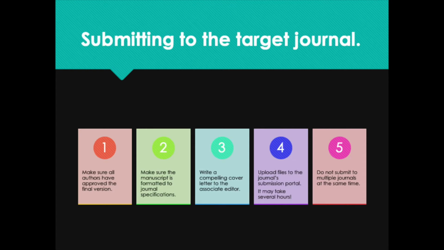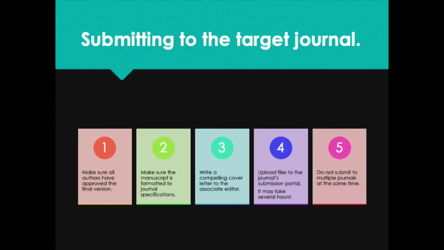Number 2, make sure the manuscript is formatted to the journal's specifications. So they're going to tell you how to structure the title page. They're going to tell you where to put the figure legends, if that's going to be with the figures or if it's going to be in the manuscript after the references. They'll tell you all of those different formatting things that you have to do. So make sure you have those instructions and you followed them. Number 3, write a compelling cover letter to the associate editor. And we'll talk about more details about the cover letter soon.